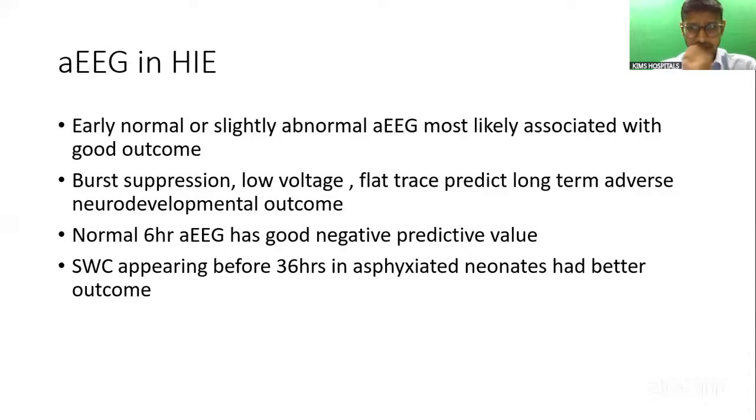So if you see amplitude EEG in HIE, there are few parameters which are associated with good outcome and there are few parameters which are associated with poor outcome. Like early normal or very slightly abnormal or discontinuous voltage activity is usually associated with a very good outcome. But if there is burst suppression, low voltage and presence of flat trace throughout, then it has a poor long-term neurodevelopmental outcome.